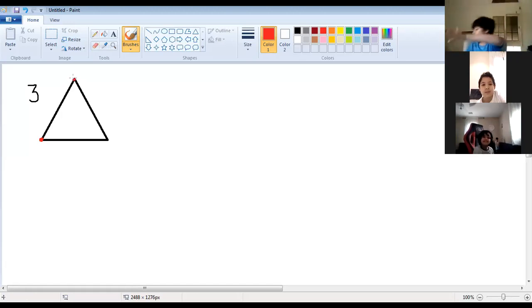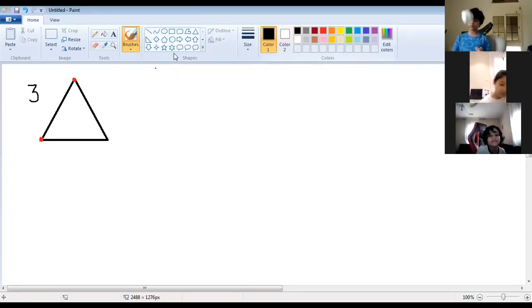What do I mean by line segment? The line segment has how many endpoints? Two endpoints. Look, this one and this one: one and two. Okay, so how many sides for the triangle? We said three, right? Three.